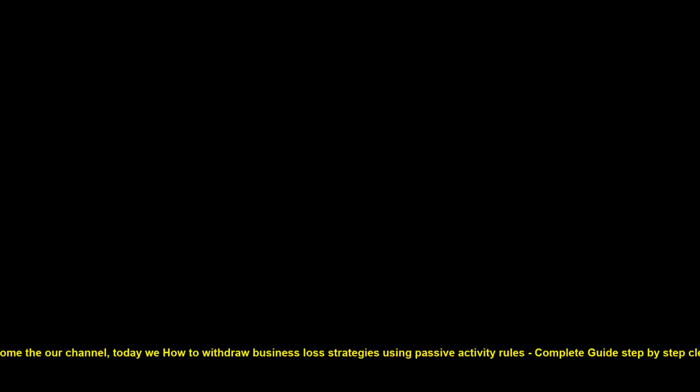To withdraw business loss strategies using passive activity rules, begin by understanding the concept of passive activities. Passive activities typically include rental properties and businesses in which you do not materially participate. Familiarize yourself with the IRS definitions of passive and non-passive activities. Identify your passive activities by reviewing your business investments and rental properties.